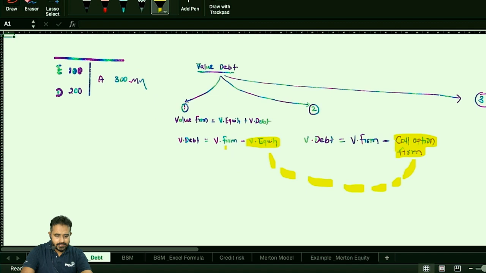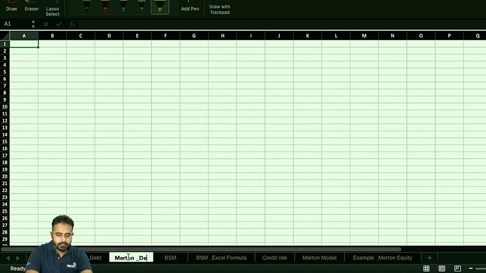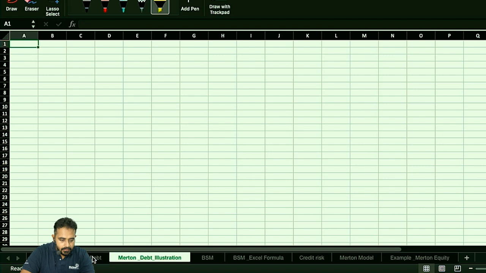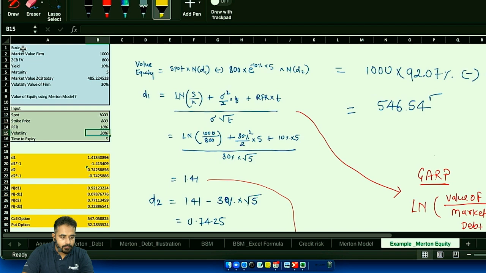Of course, yes. So let's do an illustration on this. Merton debt illustration. Let's take the numbers from our equity model. We'll take the same numbers. It'll be easier for us to do it that way.